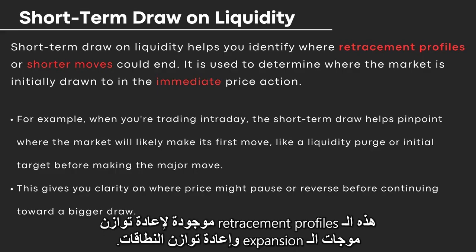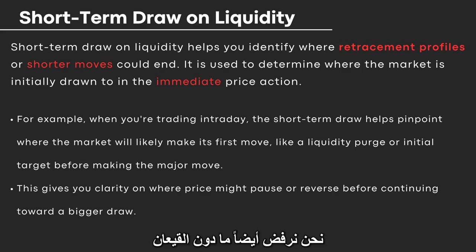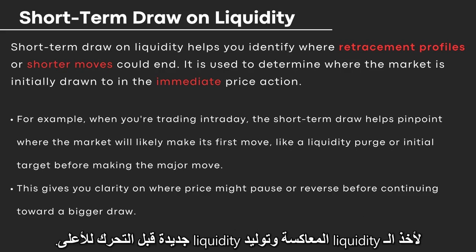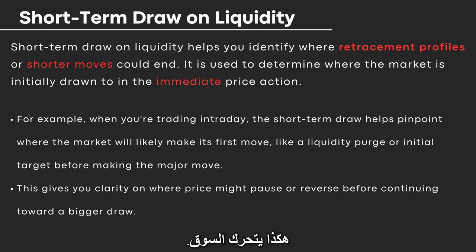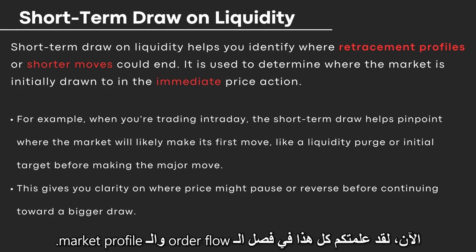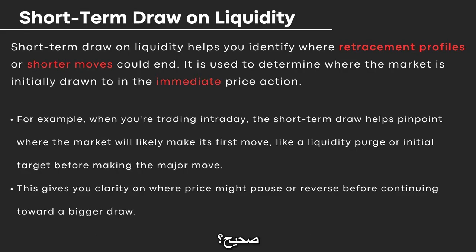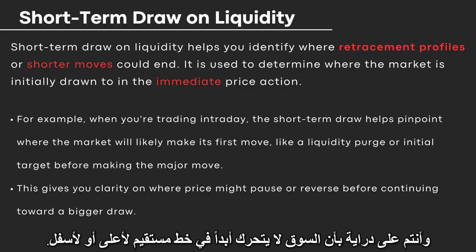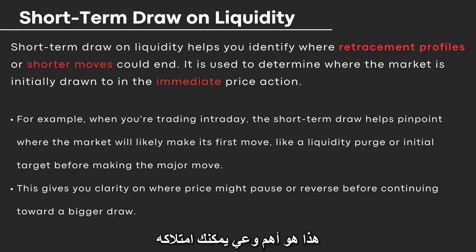These retracement profiles are there to rebalance the expansion swings and to rebalance the ranges. We also reject below lows in a bullish institutional order flow to take out counter liquidity and to generate new liquidity before moving higher. That's how the market moves, and that's how the market dynamics work. I've taught you all of this in the order flow and market profiles chapter, and by now I'm sure you've learned that the market never moves in a straight line up or down. This is the most important conscious thought that you can have in your analysis.